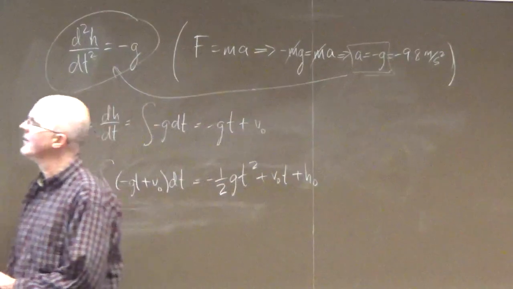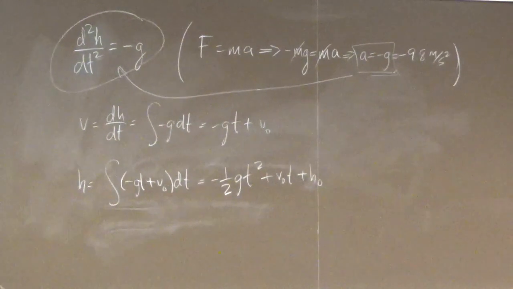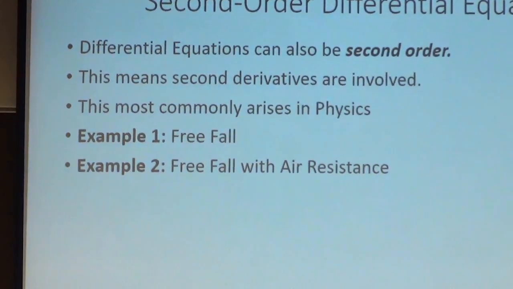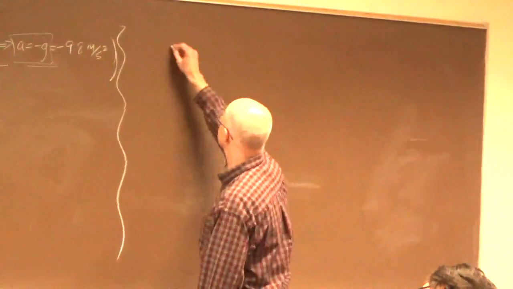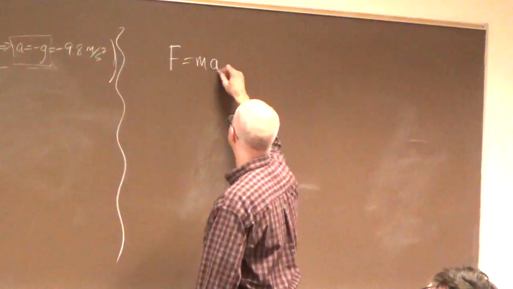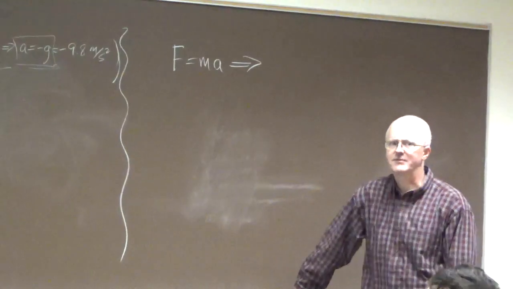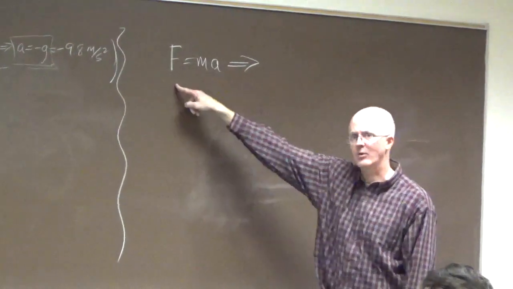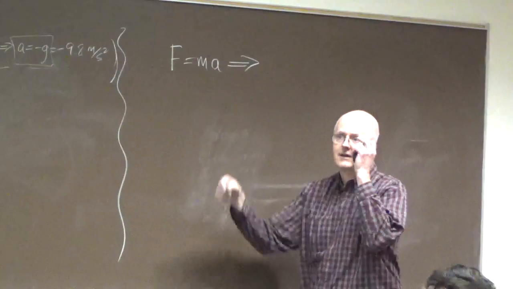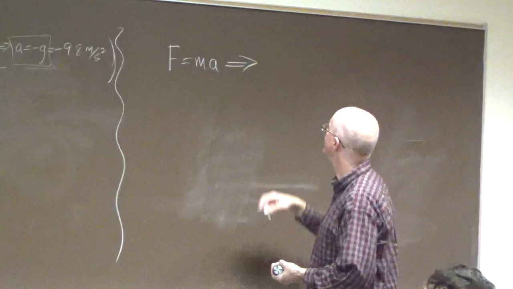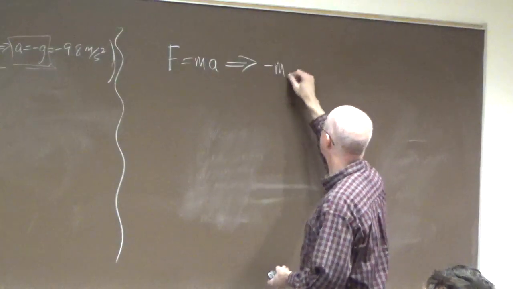Example 2, what if we added air resistance to this? How would it affect things? If we added air resistance in this F equals ma equation, Newton's second law, it affects the force. It doesn't affect this side. It affects the force side. You've got two forces going on. You've got the force due to gravity, but then you also have air resistance. The force due to gravity is still the same, negative mg.